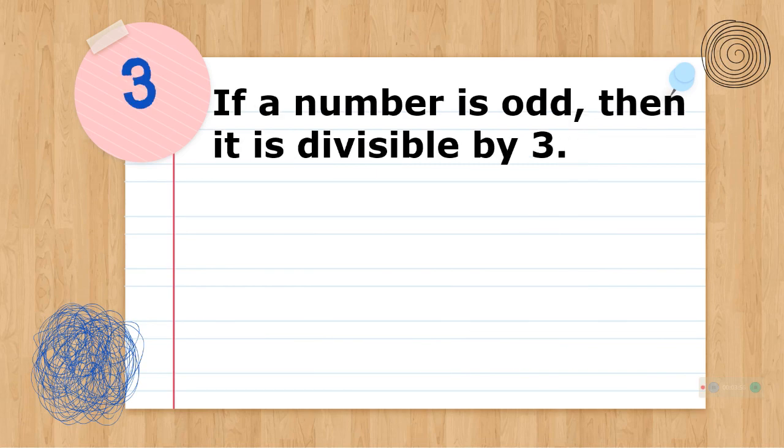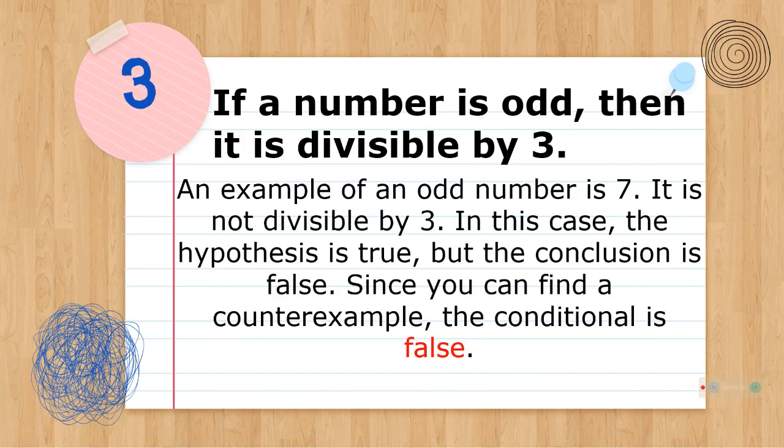Next, number 3. If a number is odd, then it is divisible by 3. Is it true or false? This is false. Why? An example of an odd number is 7, and it is not divisible by 3. In this case, the hypothesis is true, but the conclusion is false. Since you can find a counterexample, the conditional is false. Not only 7, but you may also have 5, which is also not divisible by 3.